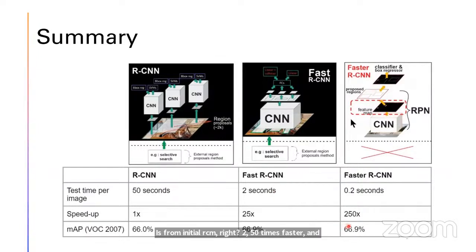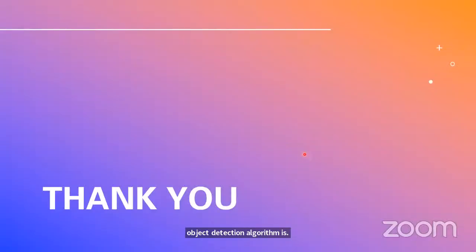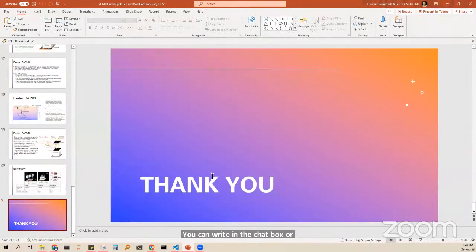Fast RCNN and Faster RCNN have similar MAP. So there is not much change in the MAP, but your speed has changed. MAP is basically a metric used to tell how good my object detection algorithm or model is. So yeah, this was all about the theoretical part. If you guys have any questions on this, you can write in the chat box or Q&A section. Then we will go on to our pipeline.